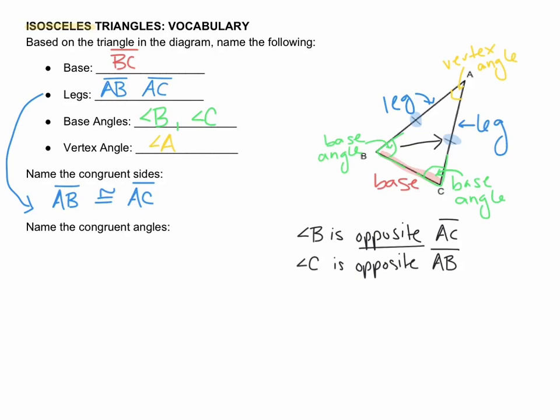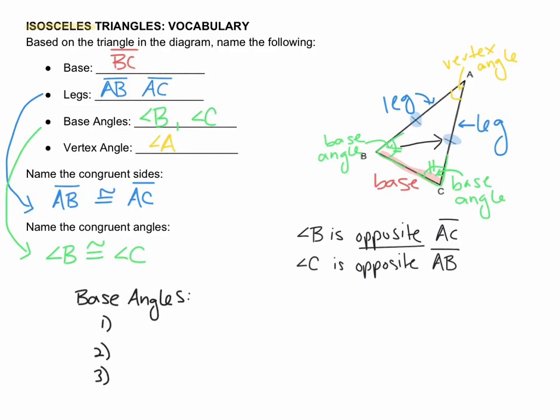Now what about congruent angles? In an isosceles triangle, it is my base angles that are congruent. So taking the base angles that I talked about earlier, I know that angle B is congruent to angle C. And I'm going to draw tick marks on my angles to show in my diagram that those are congruent.